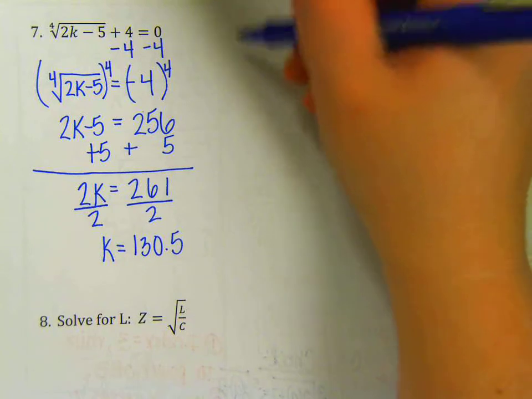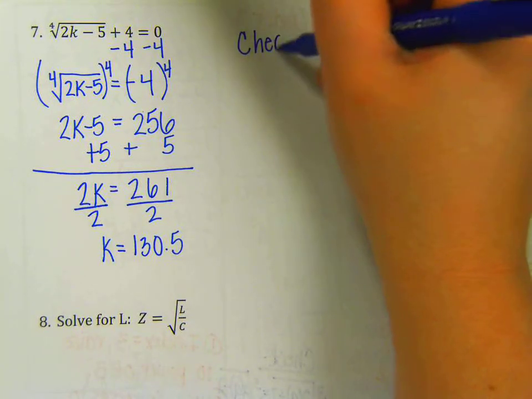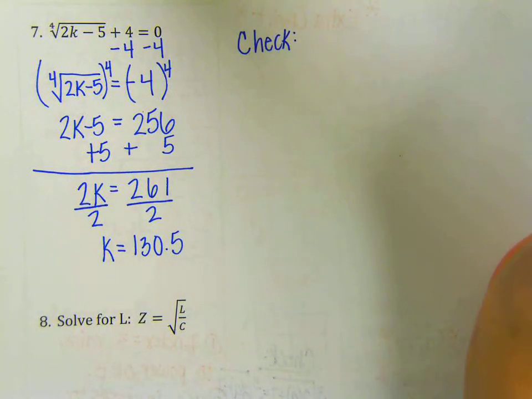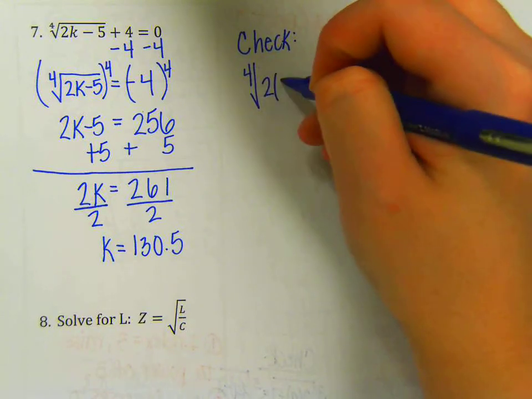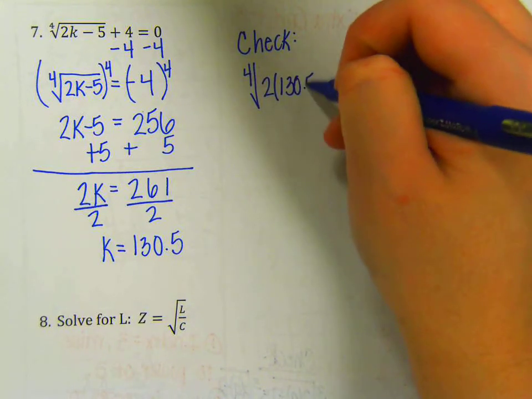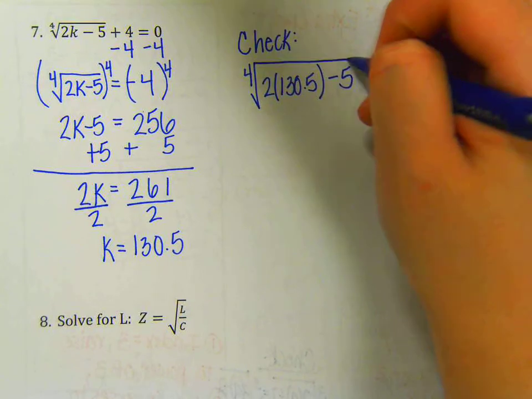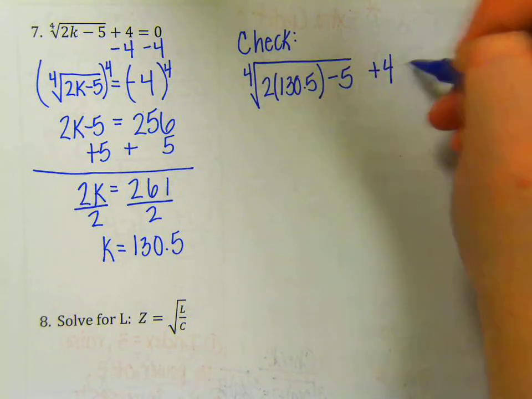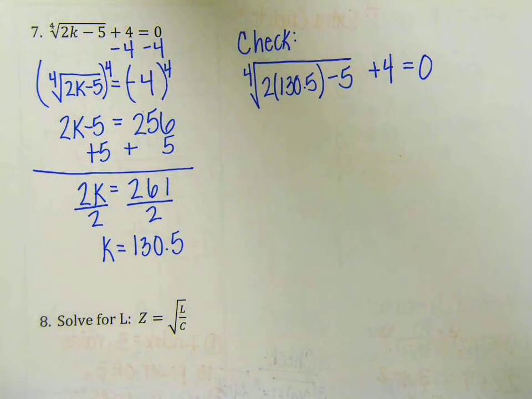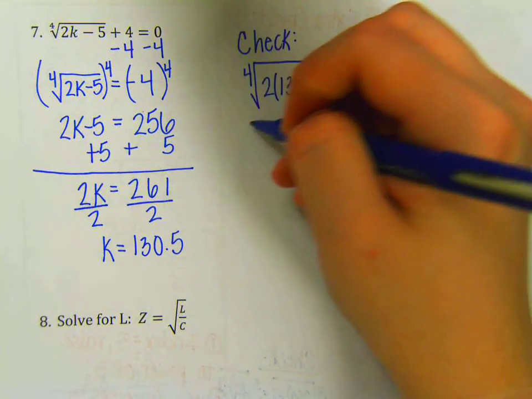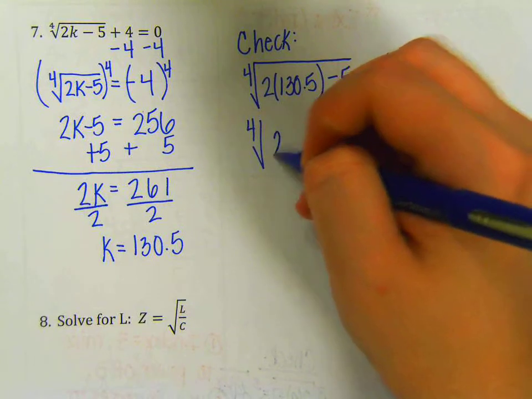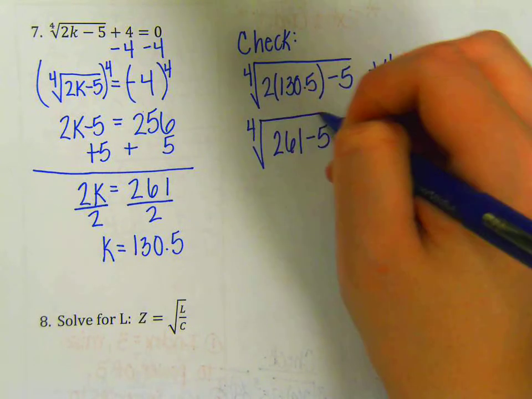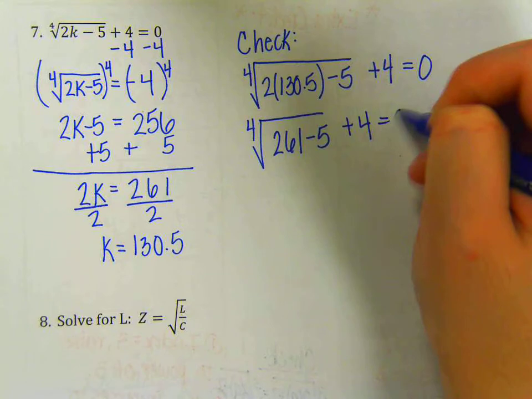We still have to check it, but we've never had a decimal before, so my assumption is it's not going to work. So we have the 4th root of 2 times 130.5 minus 5 plus 4. We have the 4th root of 256 plus 4 equals 0.